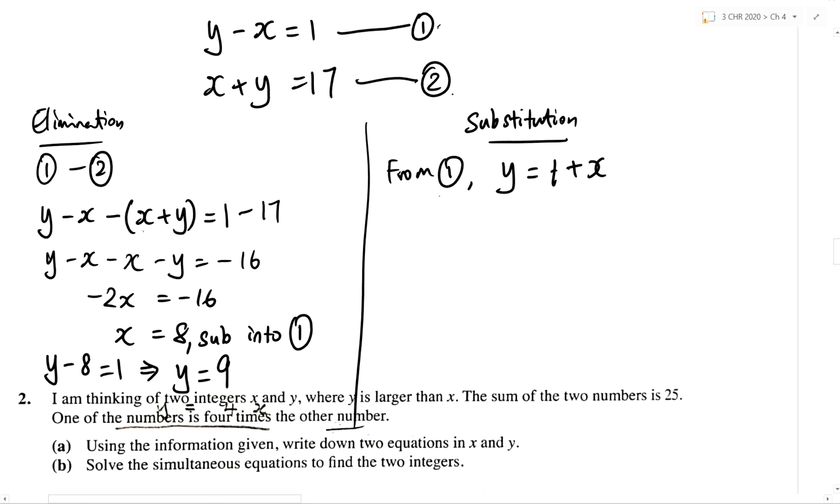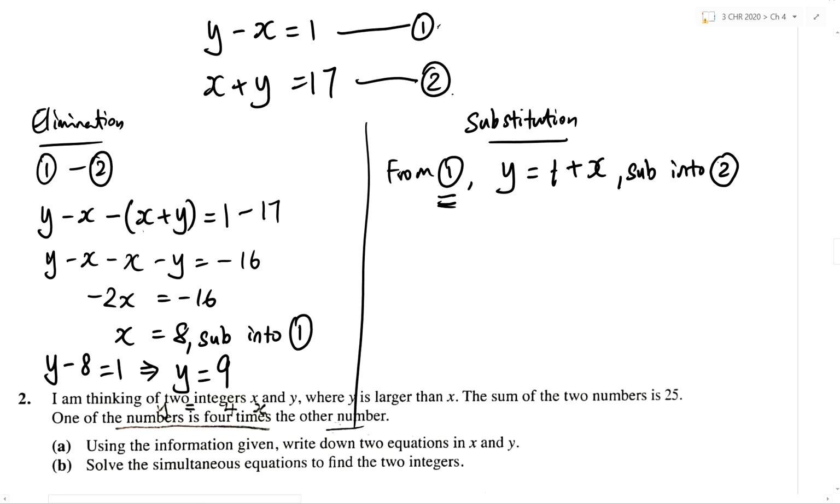So since this is from equation number 1, I have to now substitute into equation number 2. Whatever you did from equation number 1, you have to sub into equation number 2. If you started from equation number 2, you have to substitute into equation number 1. That is how you are making use of both equations at the same time. Simultaneous means at the same time.